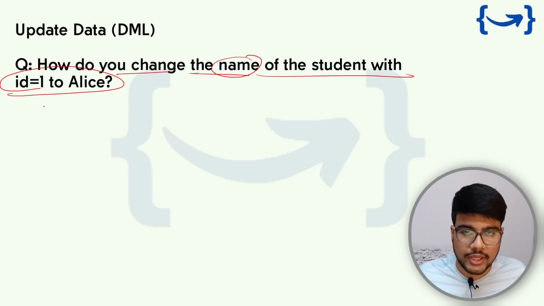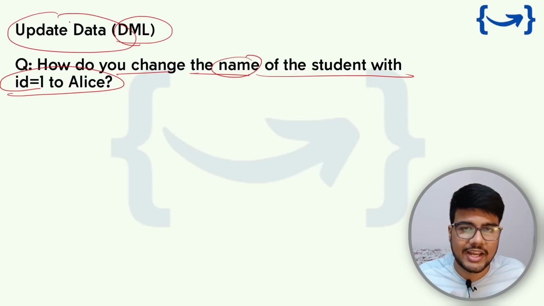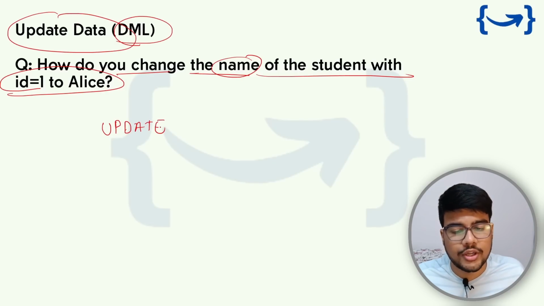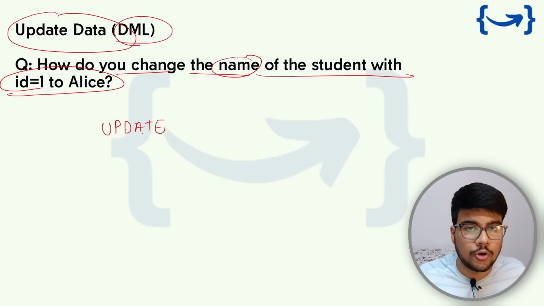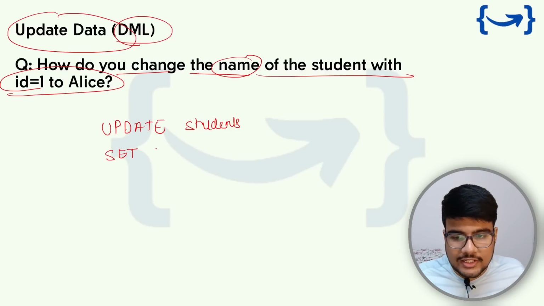Alice. Okay, great. So here, if they're asking about a DML operation again, update is the hint. So now you need to use the update keyword here. So update, now here the word table will not come. It will be update followed by the table name directly. Update table name students. What do I need to do? I need to set what? The ID is equal to 1.